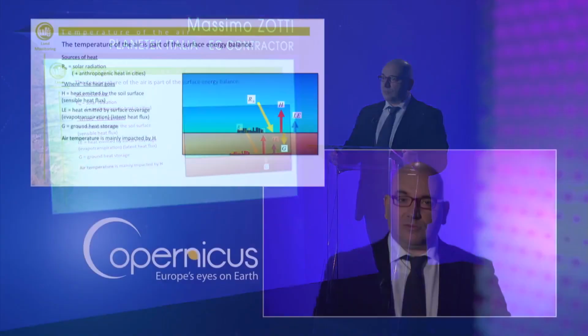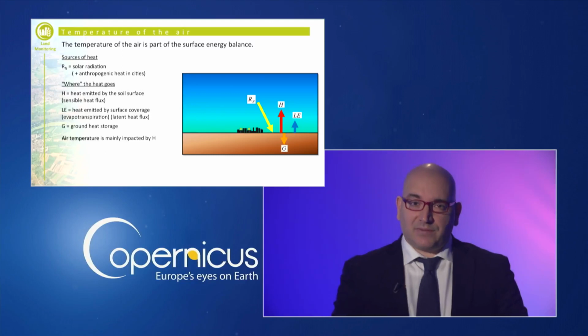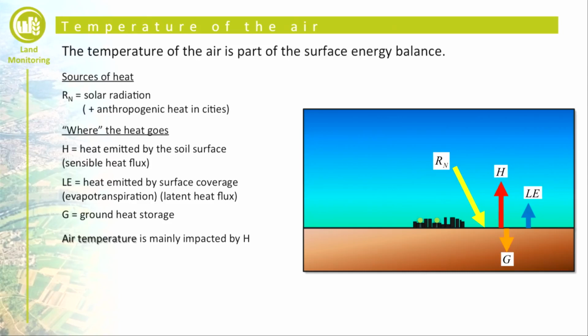To understand the urban heat island effect, we need to look at the surface energy balance, which determines the air surface temperature of a given area. The main source of it is solar radiation, to which in large cities we add the anthropogenic heat, for example, from combustion of fuels and animal metabolism. A part of this heat is released by the soil surface and exchanged to the surrounding atmosphere. This is called the sensible heat flux.